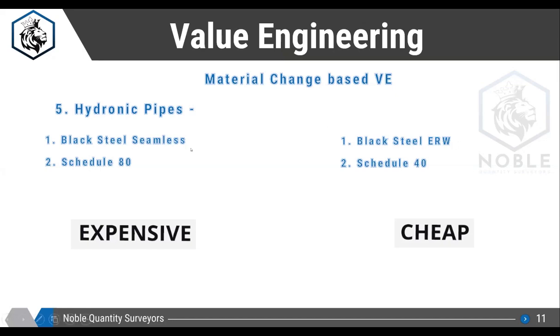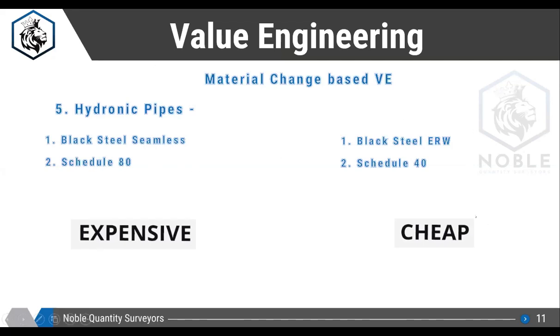Seamless pipes are made directly from molten metal. It will be introduced inside a die and made in the shape of a pipe. So there will be no welding on it. So this is the basic difference between seamless and ERW pipes, which I have already explained in detail in my lesson, how ERW pipes are made and how seamless pipes are made.